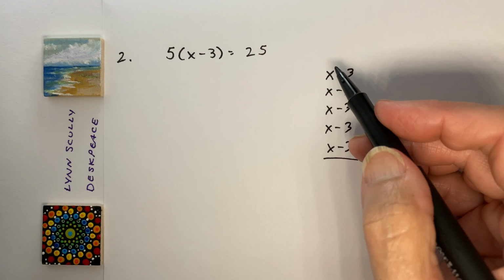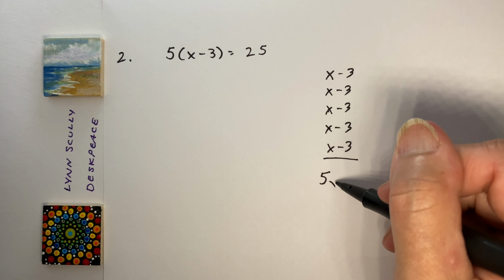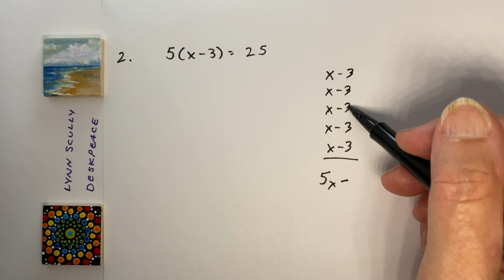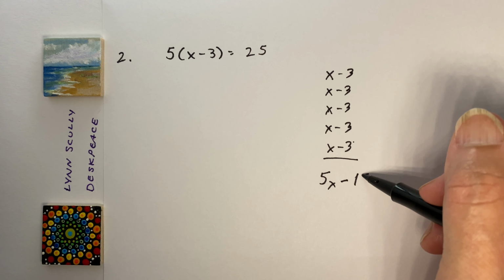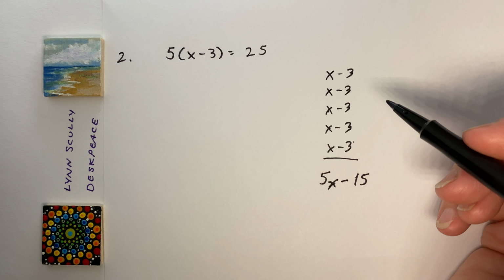So I could just add them up. 1, 2, 3, 4, 5 x's. These are all minus, so I'm going to write my sign. 3, 6, 9, 12, 15. I could do that. But I want to show you how to multiply.